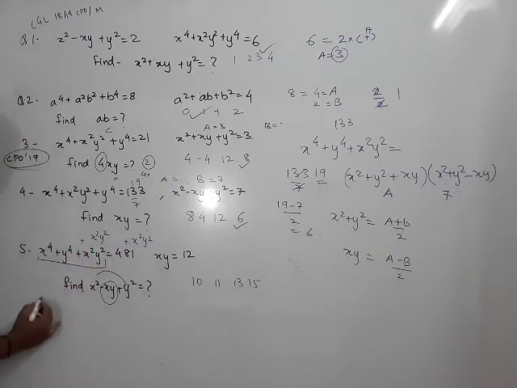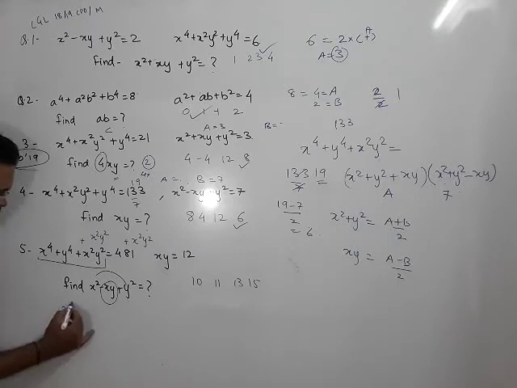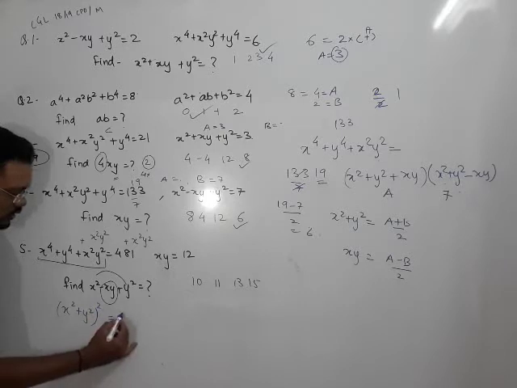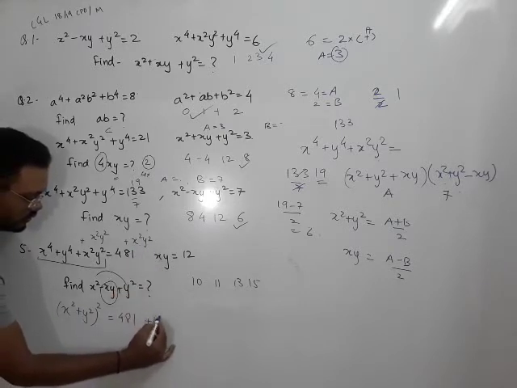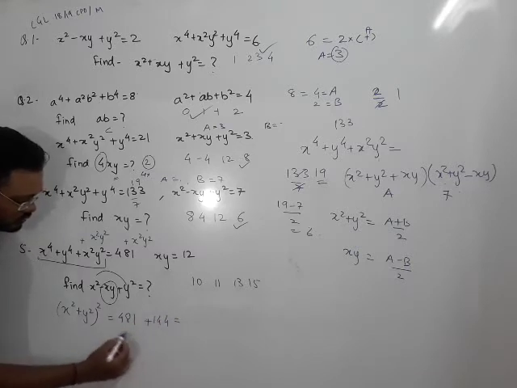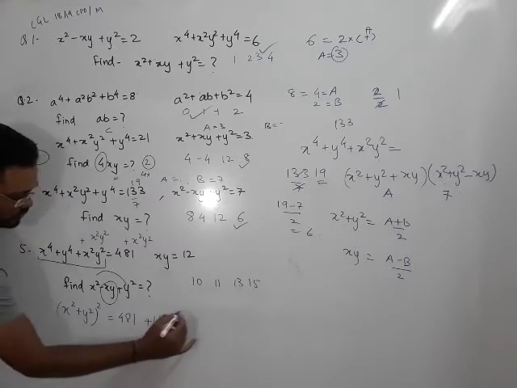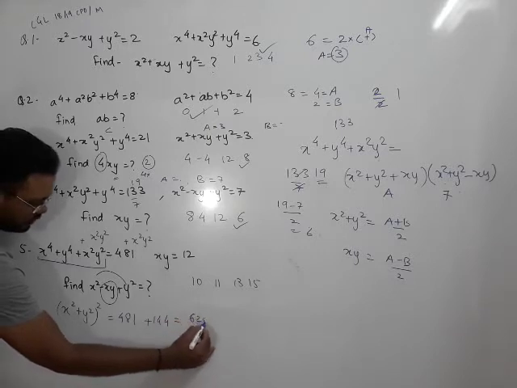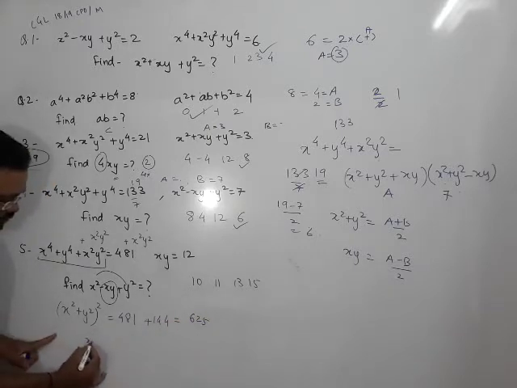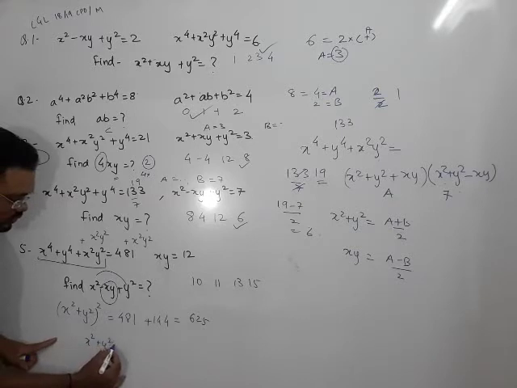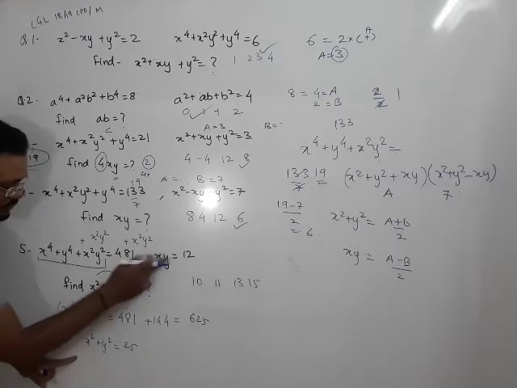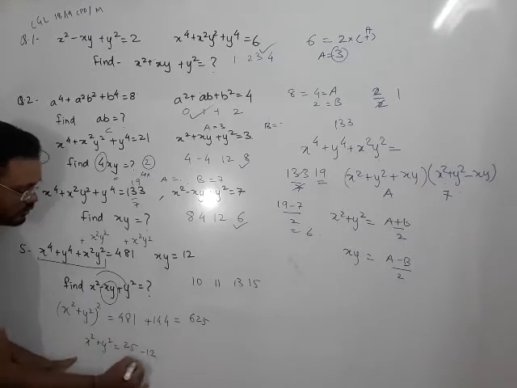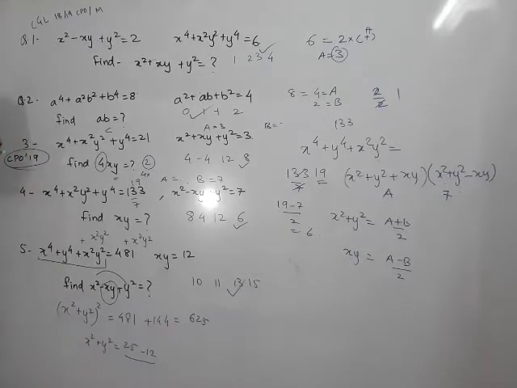So this equation becomes (x square plus y square) whole square is 481 plus xy square is 144. This comes to 625. So my x square plus y square is how much? Is 25. X square plus y square minus xy is 12. So 13 is my answer.